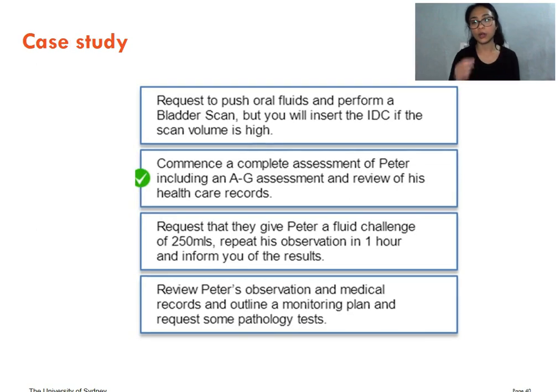Sometimes it helps to know what you could expect in a clinical situation such as this. So in this situation, the JMO will need to complete a full assessment of Peter in order to identify if the change in his condition reflects deterioration and to identify any other possible causes of the low urine output.